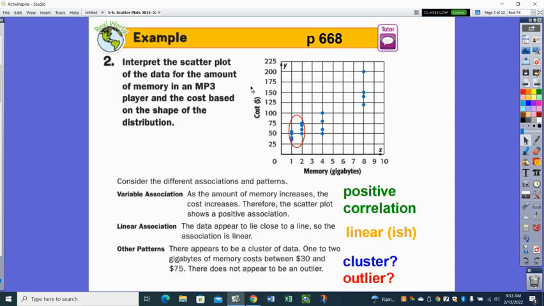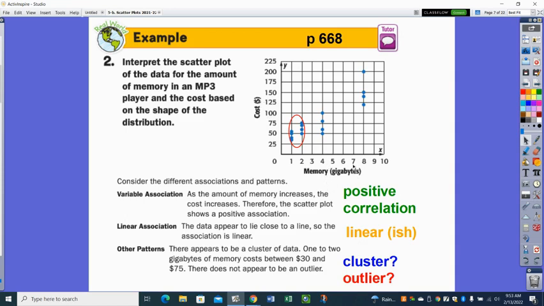So if we take a look at this example 2, this is the cost in dollars for a memory MP3 player. Oh my gosh, like a digital, we have them all on our phone now, but used to have these little devices that you could have music on. But anyway, you could just replace that with your phone instead of that MP3. So the cost depends on the memory, right? How much depends on what size memory you get.